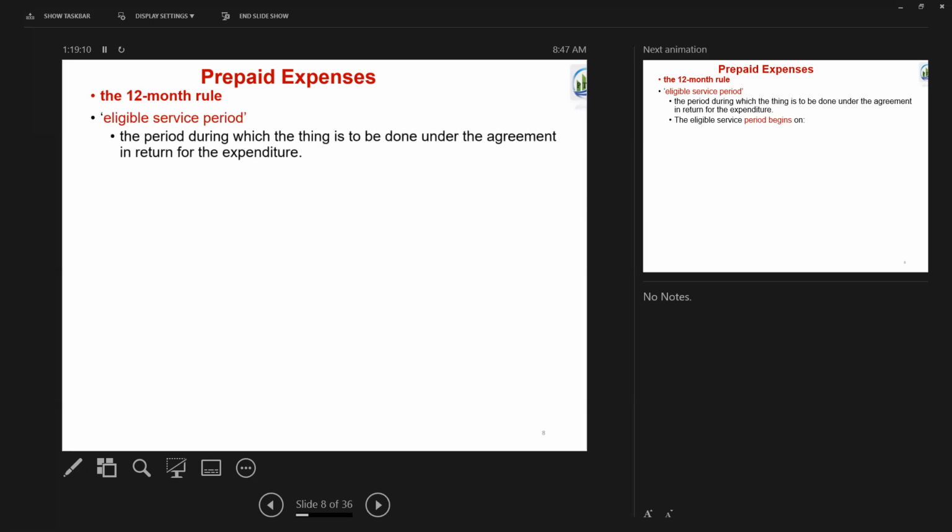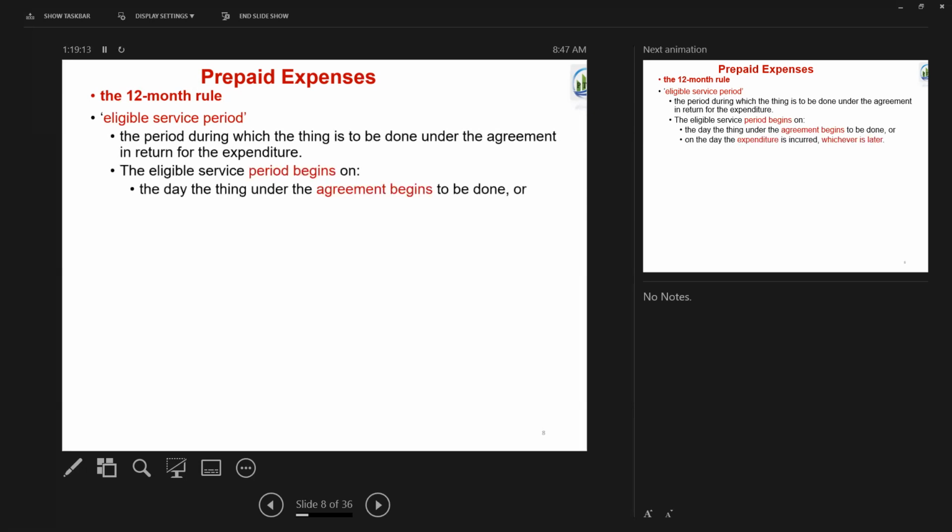What they're saying is that the eligible period begins on the day the general agreement begins. That's when I said 1st of January to 31st of December. The start date will be 1st of January under the normal rule, but there is the agreement date or the payment date, whichever is later. For example, can you write this down? Surely it's a little bit confusing. Your normal contract for insurance is 1st of January 2020 to 31st of December 2020, right? That's your contract period.